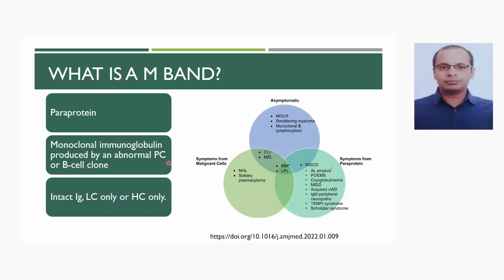So this can be seen in various chronic lymphoproliferative disorders, and abnormal plasma cells are seen in all kinds of plasma cell neoplasms, as seen in this picture over here. It can be asymptomatic, when it is called MGUS or smoldering myeloma, or otherwise can have B-CLPDs like NHL or solitary plasmacytoma, or can have symptoms from the paraproteins, various kinds of symptoms as we will see in this presentation.